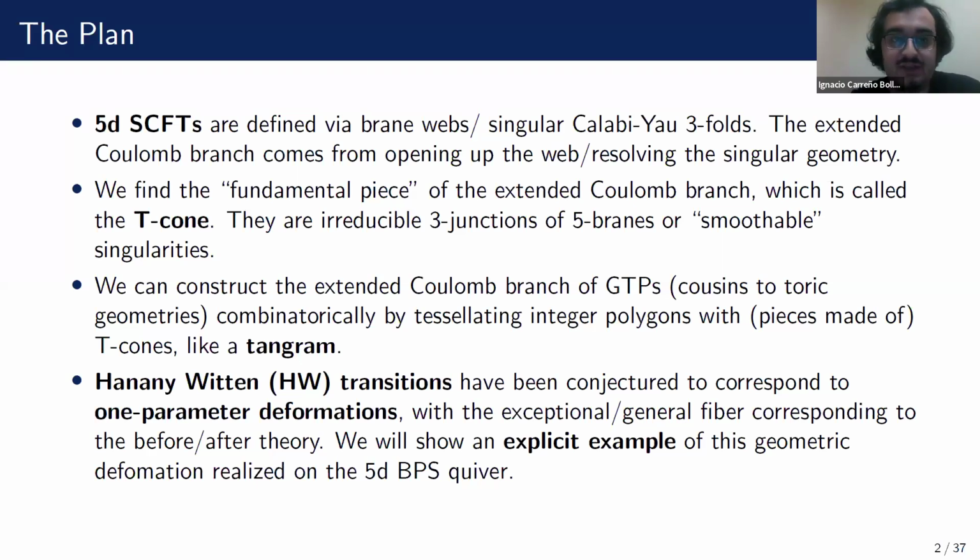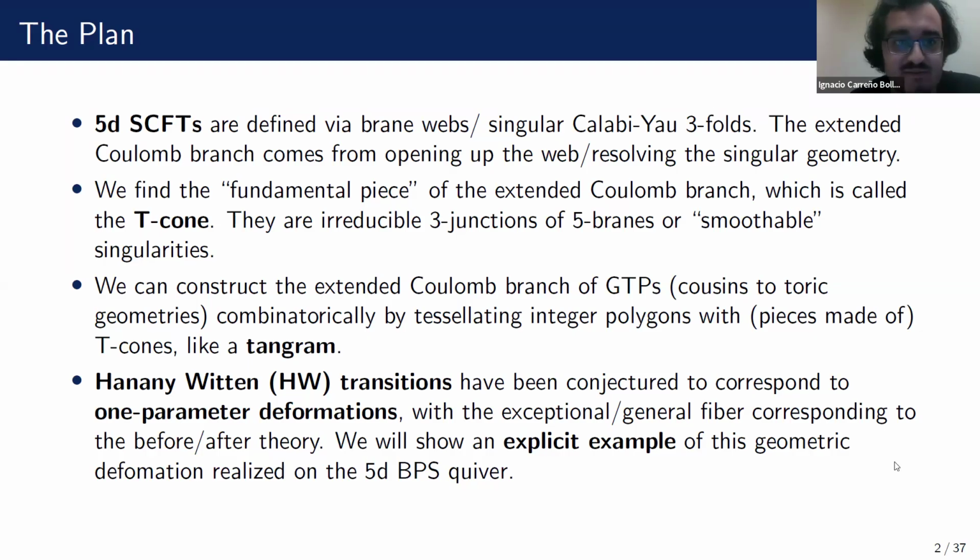Before we start, let me give you an overview of the structure of this talk. The main topic will be 5D SCFTs, which can be studied in two main ways. For example, we can construct them via so-called brainwebs. These are a Type IIB configuration of 5-branes that meet at a junction. Or alternatively, we can do geometric engineering on a singular Calabi-Yau threefold. So we take M theory and we put it in this background.